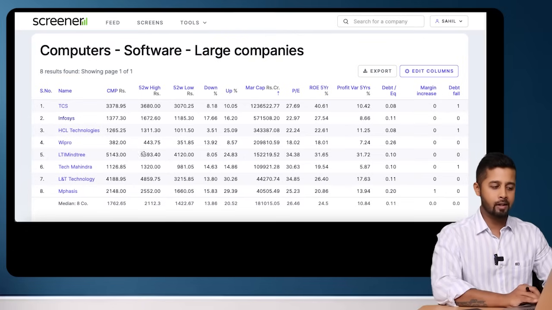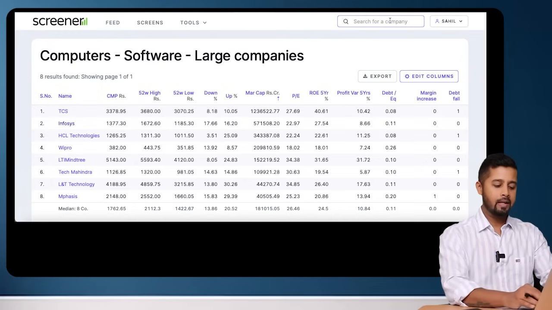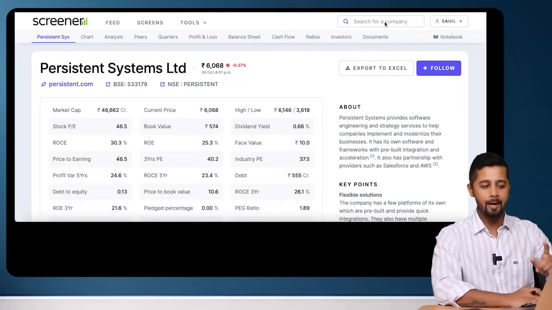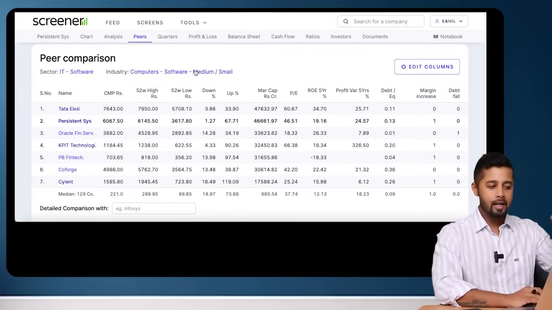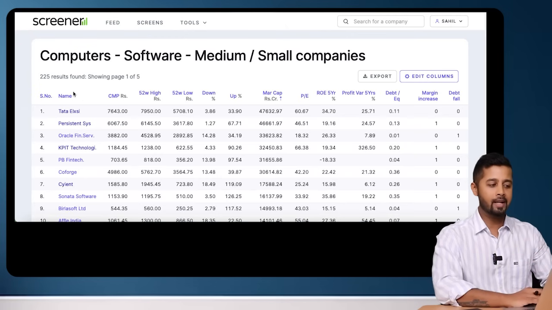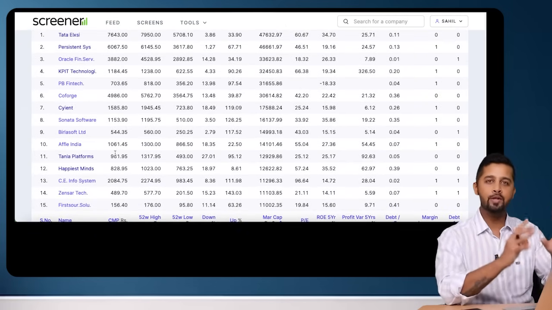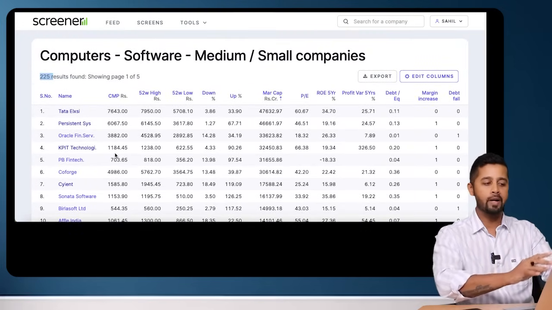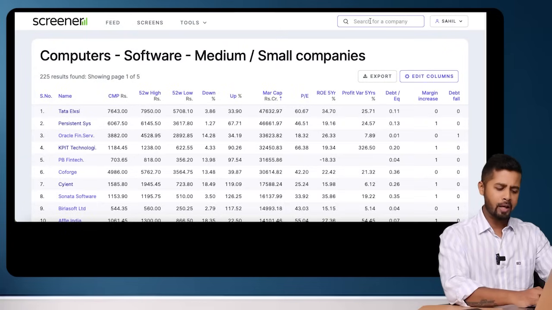TCS, Infosys, HCL, Wipro. Now let's say you want to know mid cap companies or small cap companies. So let's say I type Persistent. Again, you got to know the first name, then only you will get the reference. Within Persistent you will see computer software mid small, right? There are 225 names in this list. You can go through this list. Again, this will give you a good understanding to identify the companies that fall into this particular medium to small companies in the software space. And this is applicable for everything.